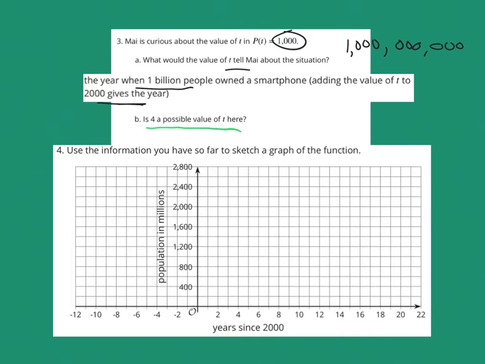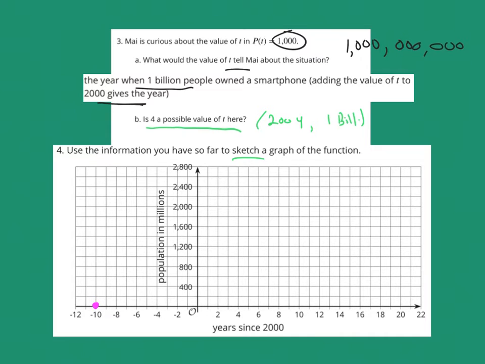Now for part B, is 4 a possible value of T here? So in 2004, could there have been 1 billion owners of a phone? I think this is easier answered if we draw the sketch down here first. So let's use what we have so far. Going along the line of a timeline, we know that 10 years before 2000, 0 people owned a cell phone, right? So that's that.